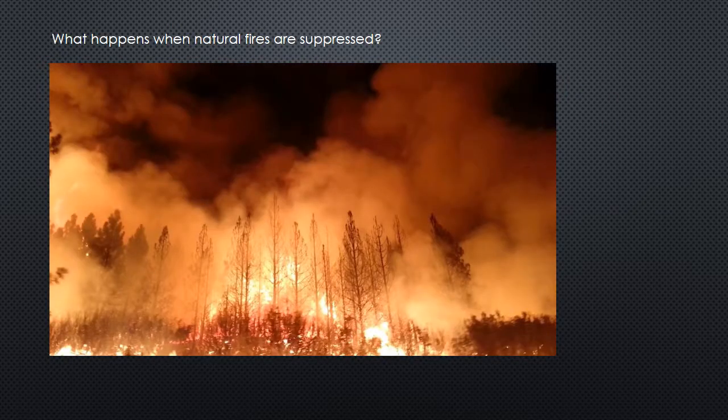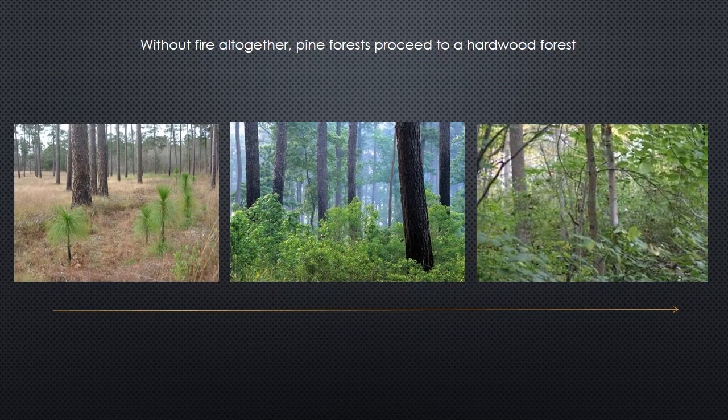So this is what happens when natural fires are suppressed. There's too much fuel on the floor and it leads to very hot fires, and that would take out all the vegetation, not just the pine trees, but the hardwoods as well, the grasses, and then we'd have to start all over again with secondary succession. So without fire altogether, then we lead to a hardwood forest as our climax community.